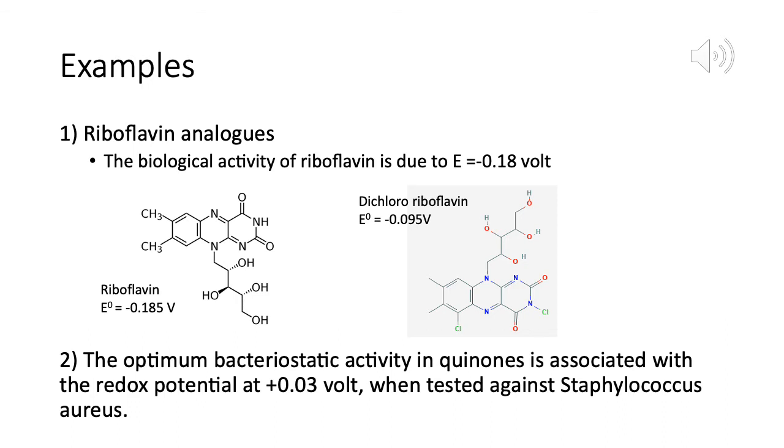Riboflavin analogues. The biological activity of riboflavin is due to a redox potential of minus 0.18 volts, whilst dichlororiboflavin has a redox potential of minus 0.095 volts. The optimum bacteriostatic activity in quinones is actually associated with a redox potential of positive 0.03 volts when tested against Staphylococcus aureus.